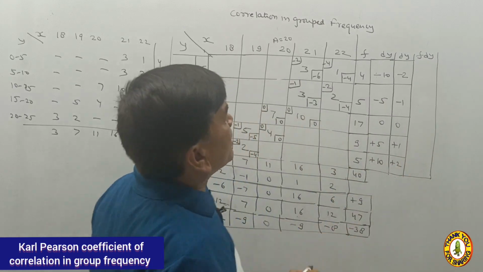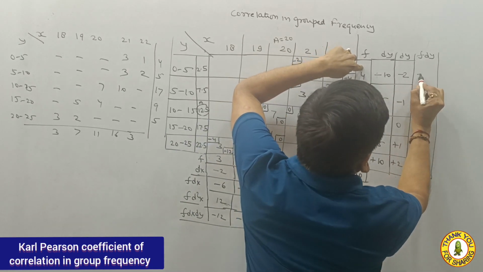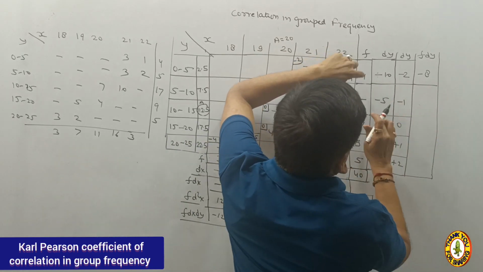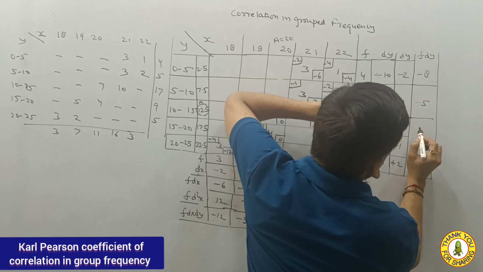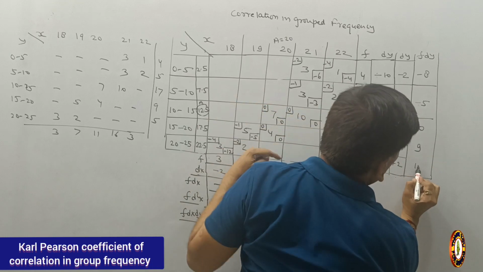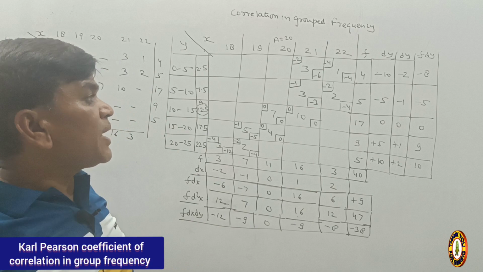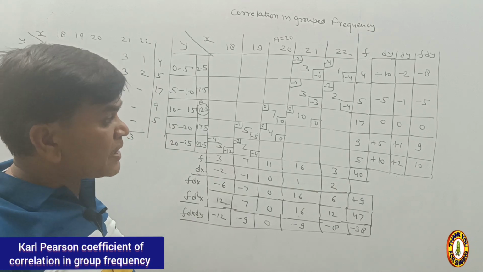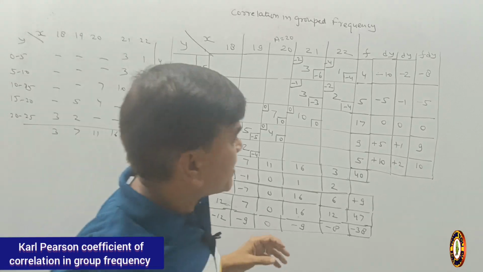For f dy, f multiplied by dy: 4 times 2 is minus 8, 5 times 1 is minus 5, 17 times 0 is 17, 9 times 1 is 9, 5 times 2 is 10. So the value of f dy, that is 13 is the minus value and 19 is the plus value. So the result is plus 6.